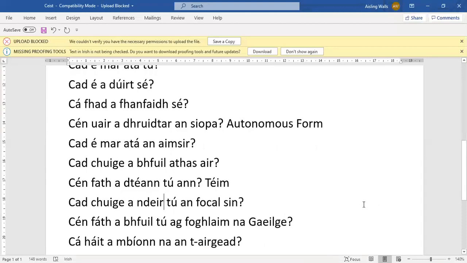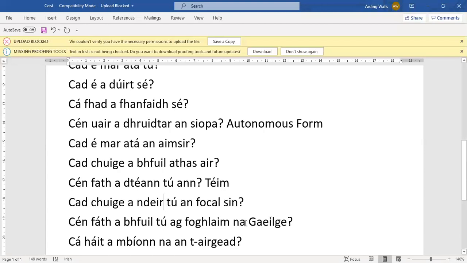Cén fáth a bhfuil tú ag foghlaim na Gaeilge? Why are you learning Irish? That's a question you all ask yourselves on a regular basis. So cén fáth, why are you learning Irish?